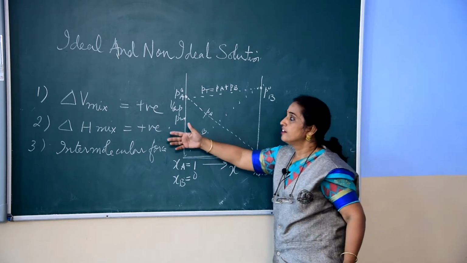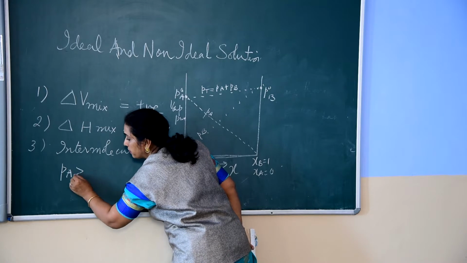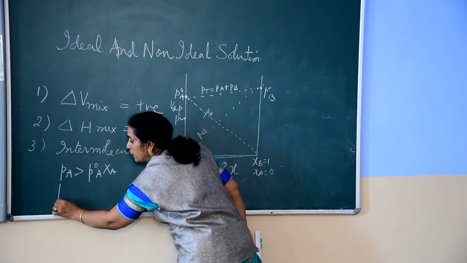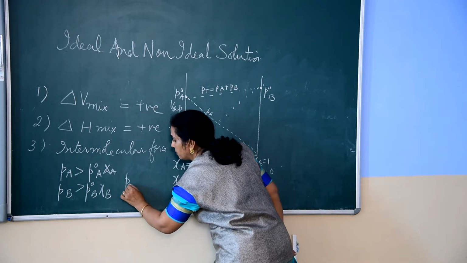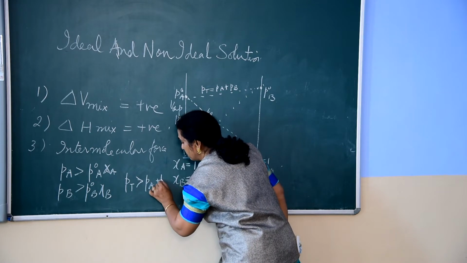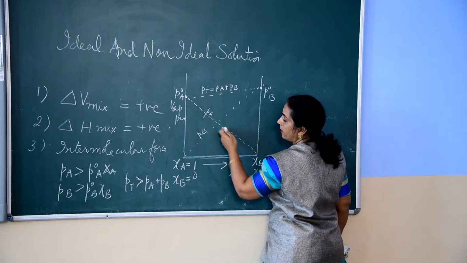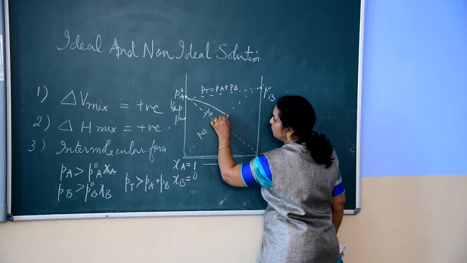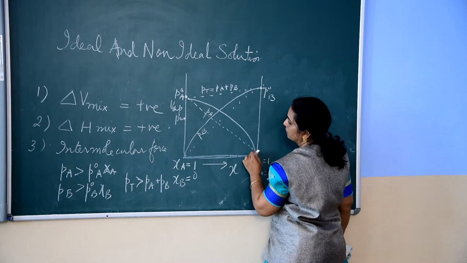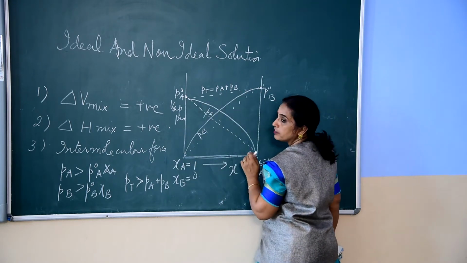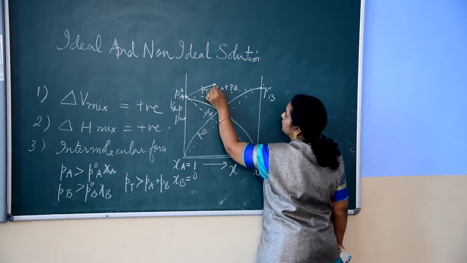Now because in our conditions delta V mix is positive and delta H mix is positive, we have PA greater than P naught A XA, PB greater than P naught B XB, and P total greater than PA plus PB. Seeing all these conditions, because PA is greater than P naught A, there will be a small increase in the volume as well as the temperature. There will be a small increase in the vapor pressure, because there was an increase in the volume due to the far position of the particles of both the components, and P total will also be increasing.